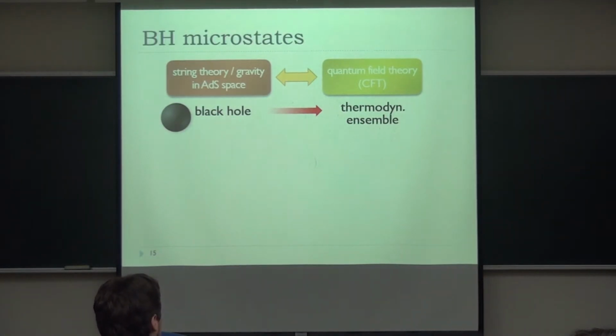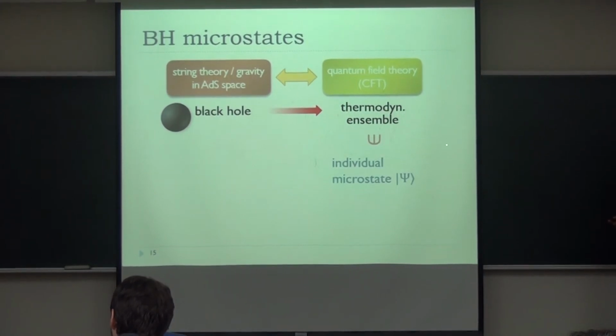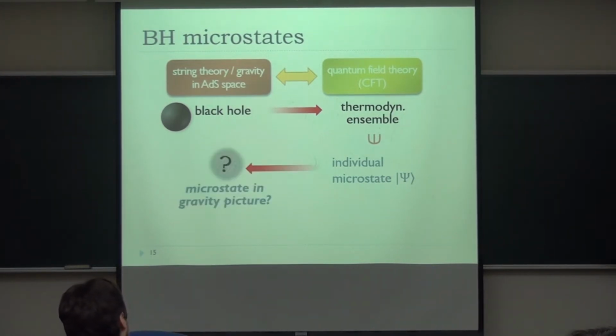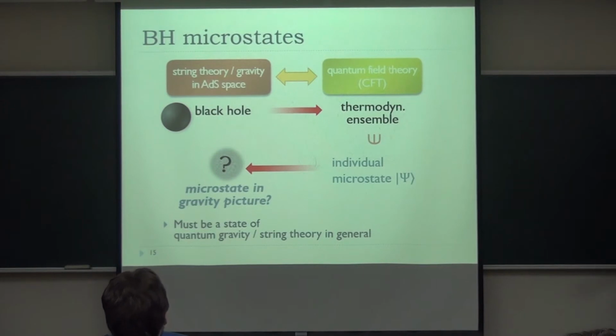Okay, now, that's great, but what about microstates? So you have a black hole here, and this corresponds to a thermodynamic ensemble. And if you have a thermodynamic ensemble, then this is composed of many individual microstates, like this psi. Then what is this on the gravity side? What is the microstate in the gravity picture? So that's the question. And in general, you expect that this is a state of quantum gravity or string theory, and not describable in classical gravity, for example.